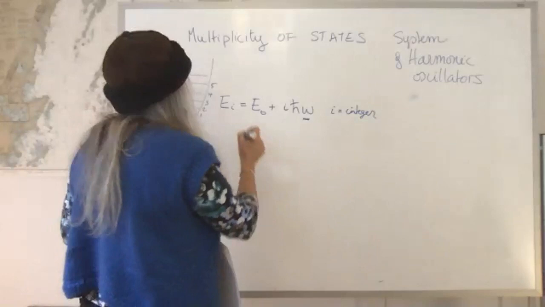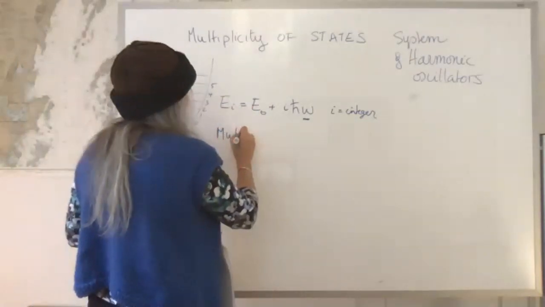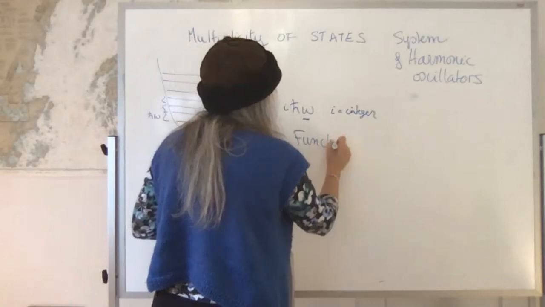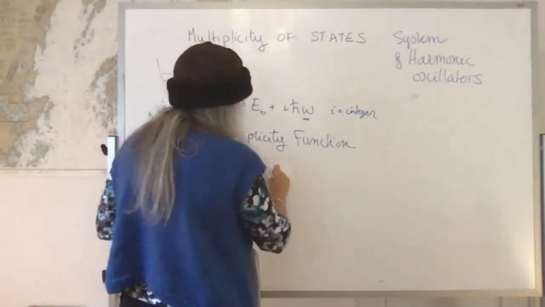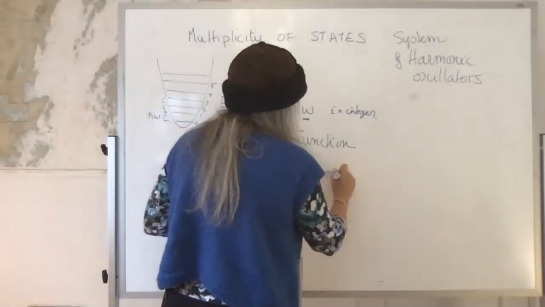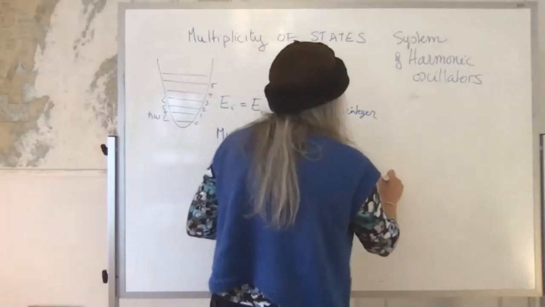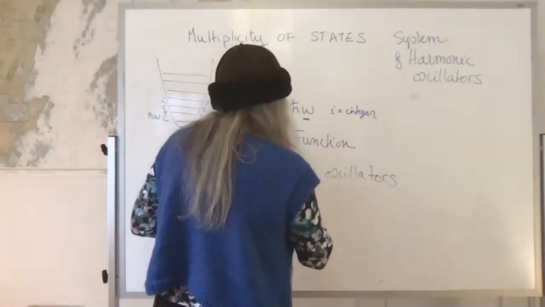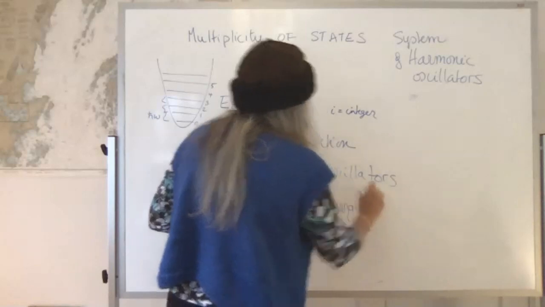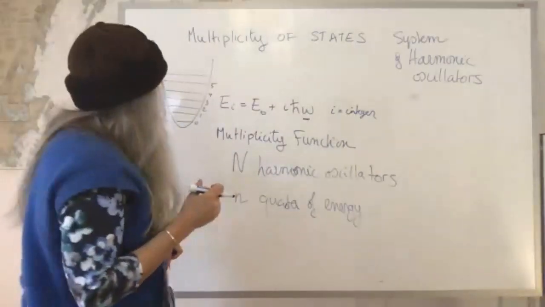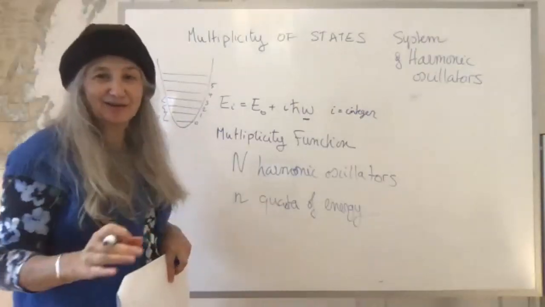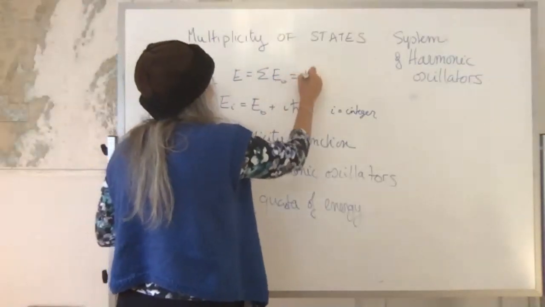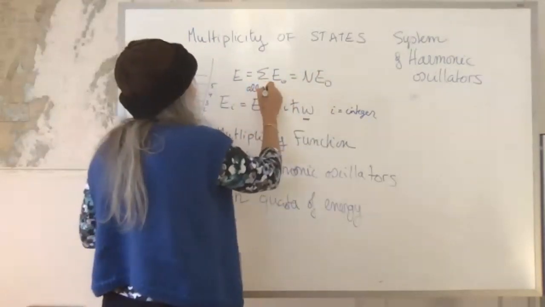So what we want is the multiplicity function. So we have n harmonic oscillators, and I'm going to give them n quanta of energy. If I have all n harmonic oscillators in the ground state, then the total energy is just the sum of E0, which is n E0. So this is if all are in the ground state.